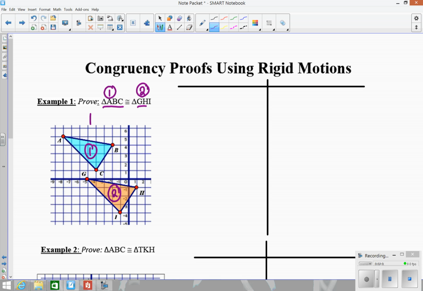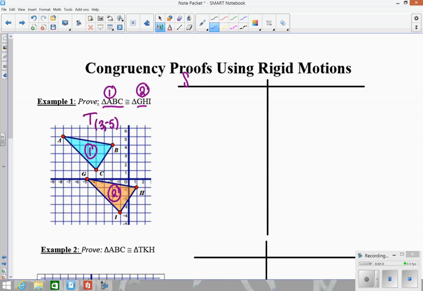So it's going to be a translation by moving right 3 down 5. So it's a translation of 3 comma negative 5. So that's what we talked about last class. So kind of coming up with that. So then the next thing is, yes, they are congruent because we found that a translation maps one triangle onto the other and a translation is a rigid motion.